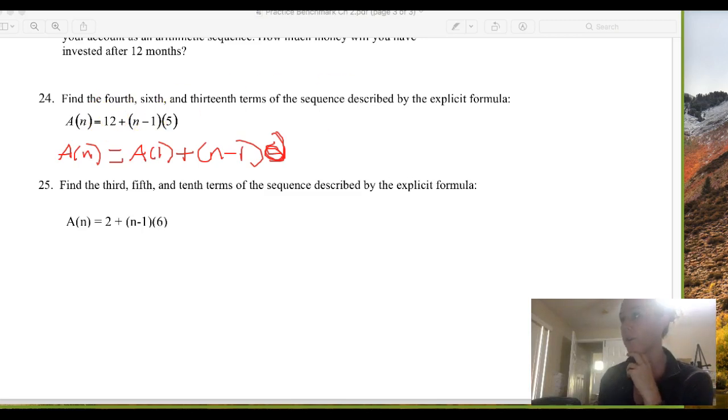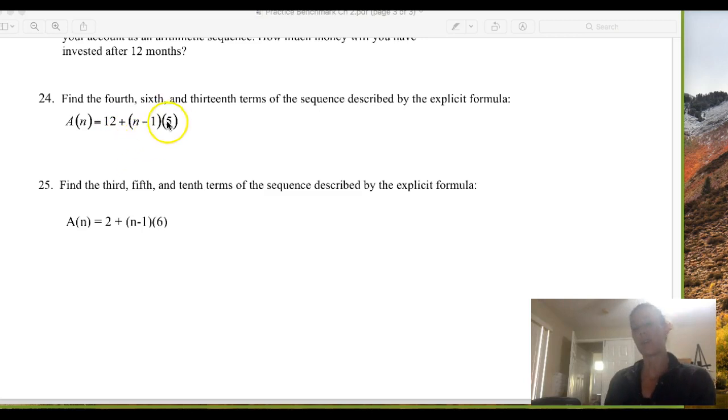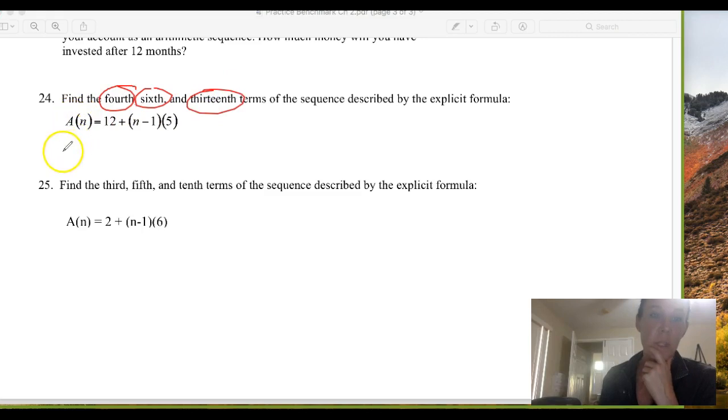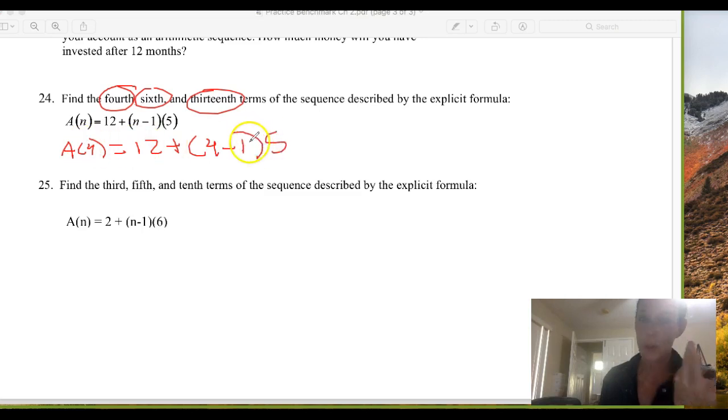Not my zero term. So when I multiply this out, it ends up being in slope-intercept form, and it will end up giving me my zero term because I have this n minus 1. Careful. All you have to do for this is find the 4th, 6th, and 13th terms. So I'm going to go a sub 4. The fourth term is going to be 12 plus, I plug in 4 for the number of terms, 4 minus 1 times 5.